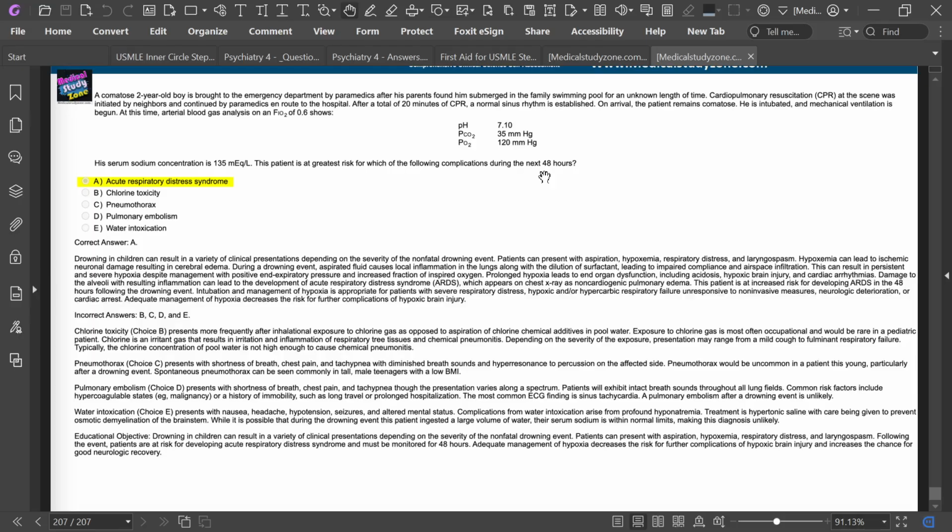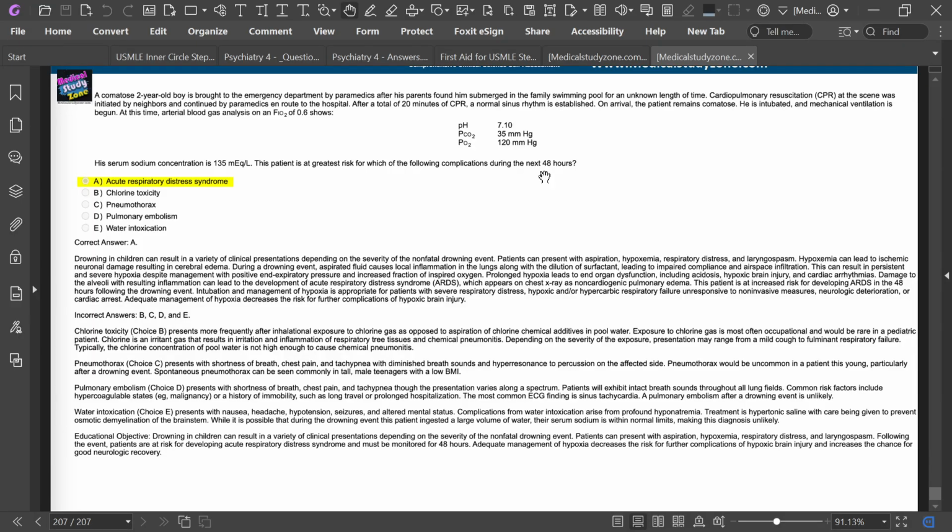Because here they're talking about a child that drowned. So what would be the risk factor? Long travel, prolonged hospitalization, malignancy can be, drowning usually does not. Yeah, because here there is no risk factor for pulmonary embolism. Or do you mean you found another question that had both pulmonary embolism and ARDS?